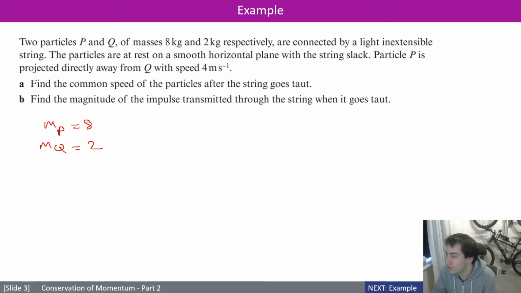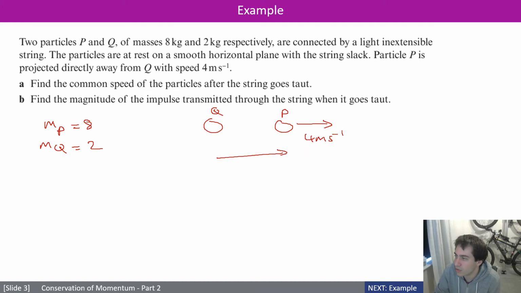So without loss of generality, again, let's say particle P goes to the right. I'm imagining Q is stationary, and P is going off to the right at a speed of 4 meters per second. Again, I'm going to take right as positive. So u of p equals 4, u of q equals 0. And then the common speed of the particle.